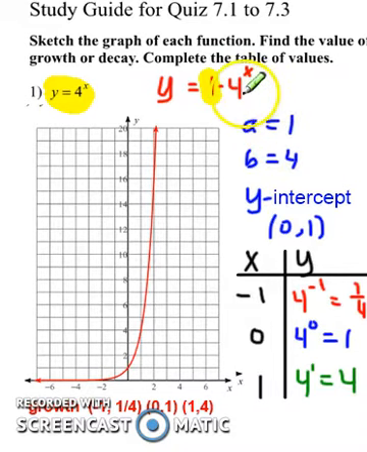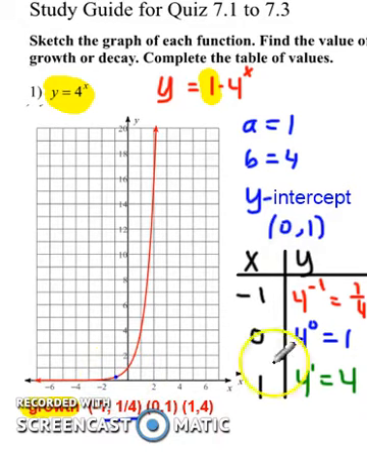Because the value of b is more than 1, I have a growth here. And then I'm going to plug 3 points in. I'm going to plug in -1, 0, and 1. When I pick -1 for x, that makes it 4 to the -1st, which changes the location, so I have 1/4. So my first ordered pair, I have -1, 1/4, which is right here on the graph.